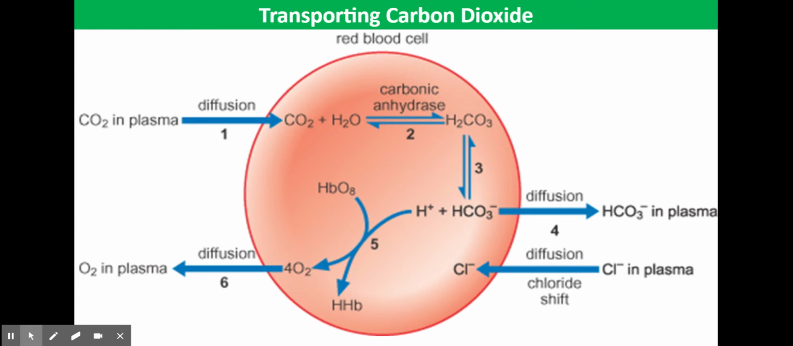The hydrogen ions building up in the red blood cell could cause the contents of the red blood cell to become very acidic. To prevent this, the hydrogen ions are taken out of solution by associating with hemoglobin to produce hemoglobic acid, which is shown in number 5 on the diagram in front of you, hemoglobic acid being represented as HHb. The hemoglobin is acting as a buffer, a compound that maintains a constant pH.